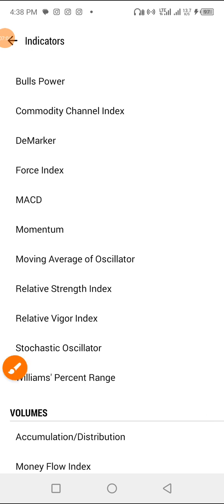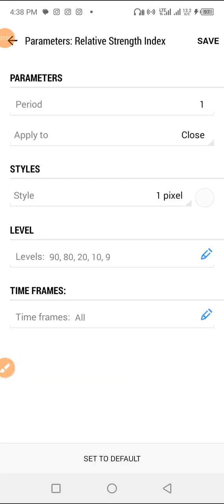So when you click on it, the period is period 1, apply to close. Style, the style should be your background color. If your background is black, use black, and if your background is white, use white.